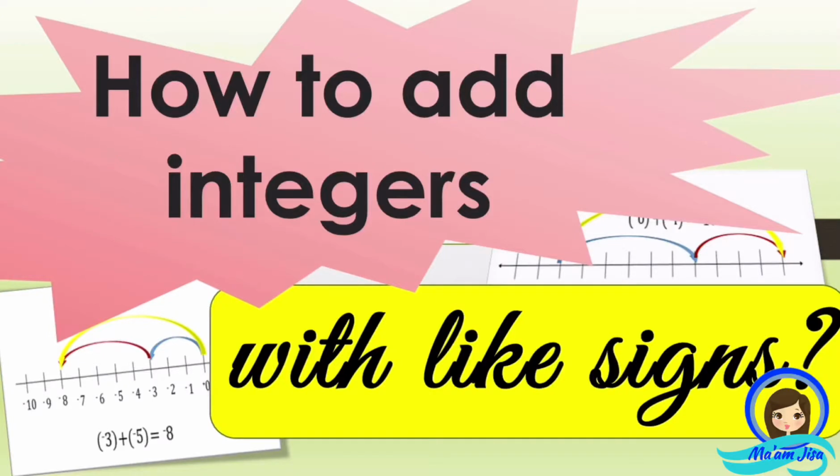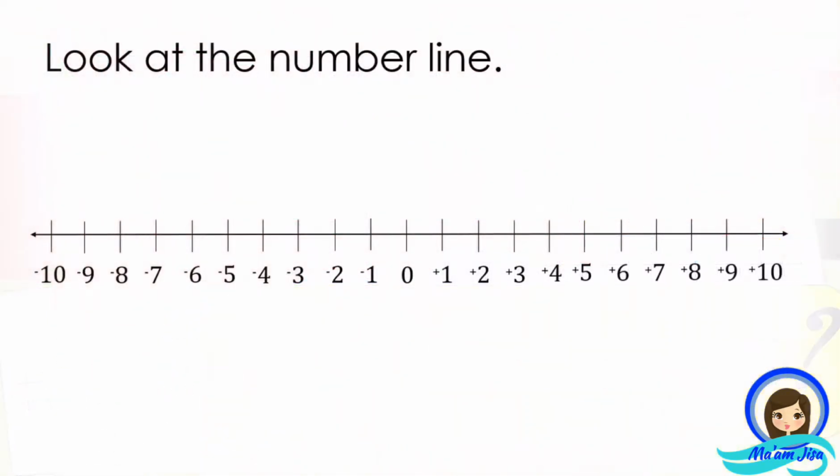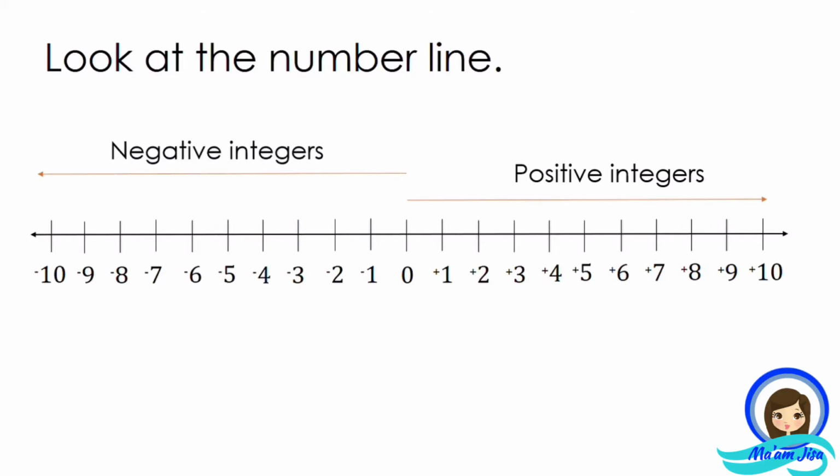How to add integers with like signs. The basic operations on the set of integers can be done just like on the set of whole numbers. We can use arrows on the number line. Arrows pointing to the right are for positive integers, while arrows pointing to the left are for negative integers.